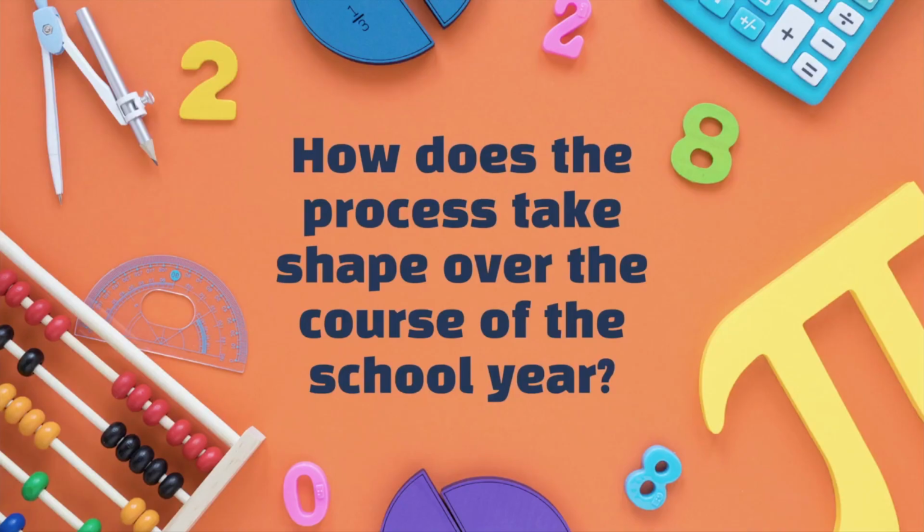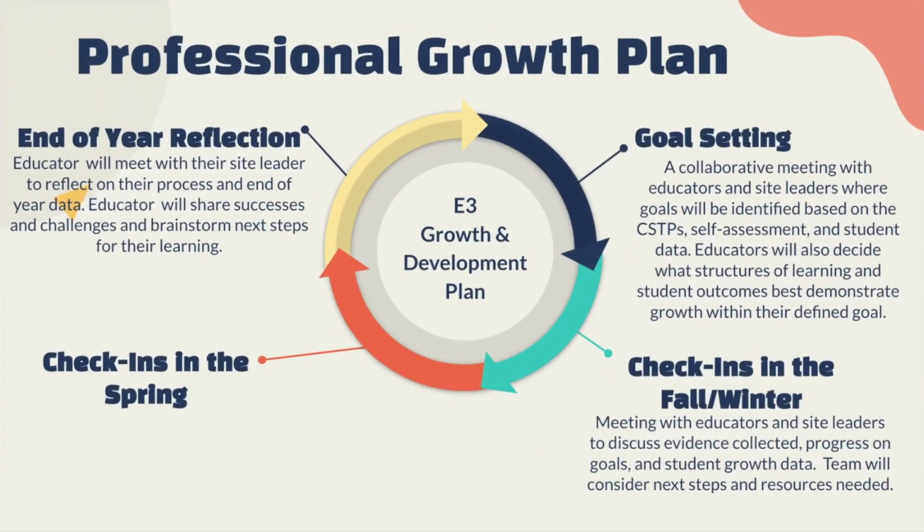How does this process take shape over the course of a year? The professional growth plan is a cycle. Goals are set in the fall. Formal observations are replaced by check-ins, where site leaders visit classrooms to observe and collaborate on the progress of the defined goals. At the end of the year, site leaders meet with educators to review the data collected, to share successes, and to brainstorm next steps for continued learning. Now, for this year, we will be completing goal setting and only one check-in, which will be in the spring. And lastly, an end-of-the-year reflection.